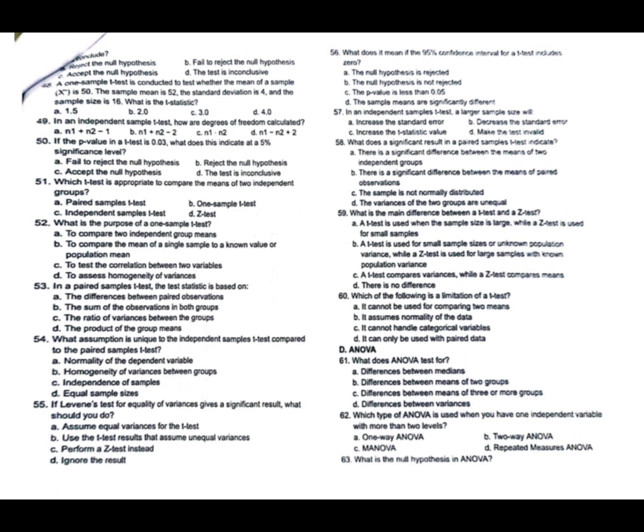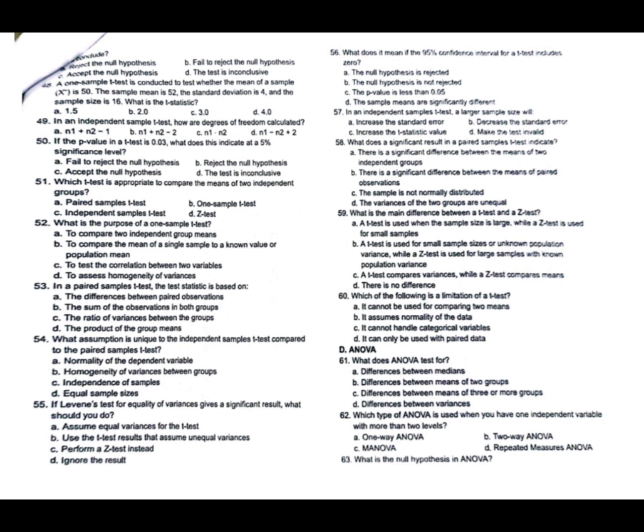If Levene's test for equality of variance gives a significant result, what should you do? So the answer is use the t-test results that assume unequal variance. Letter B. So 56. What does it mean if the 95% confidence interval for the t-test includes 0?